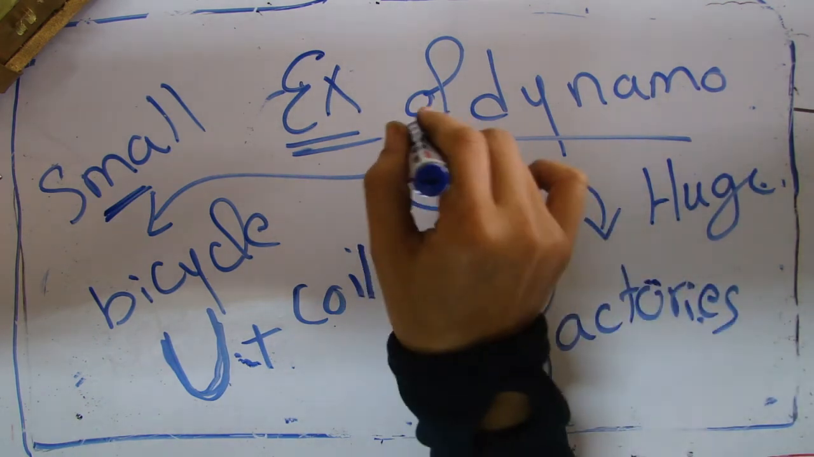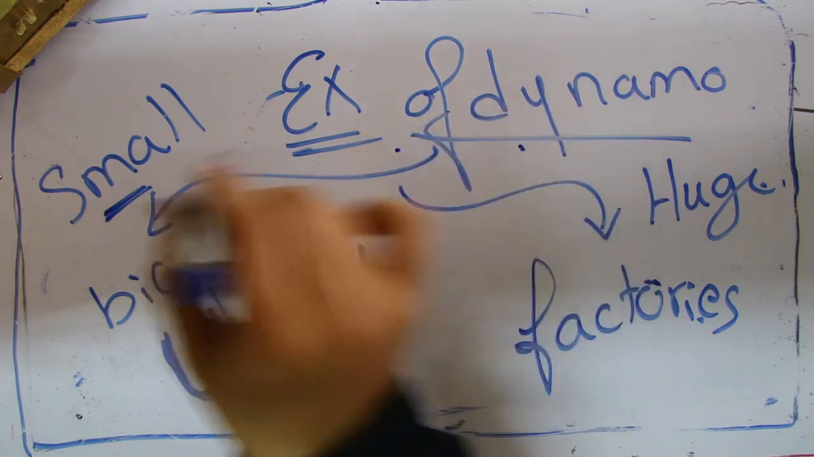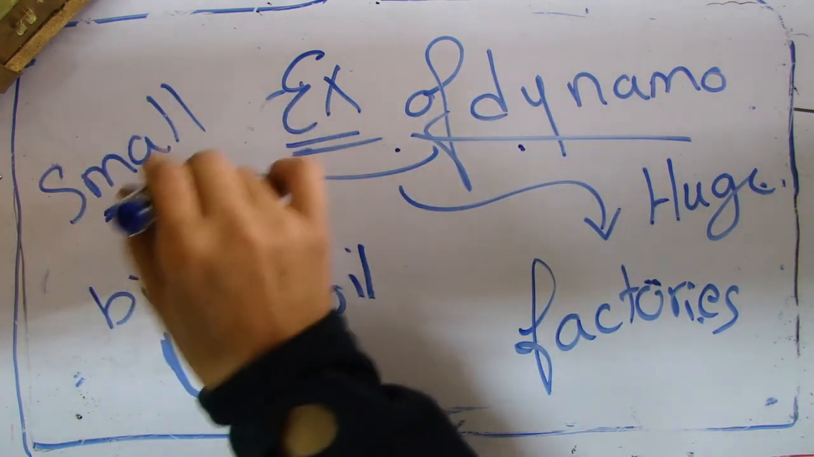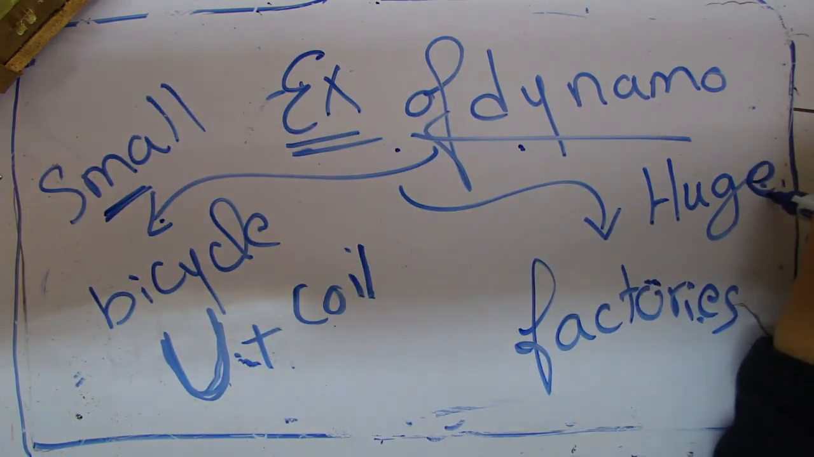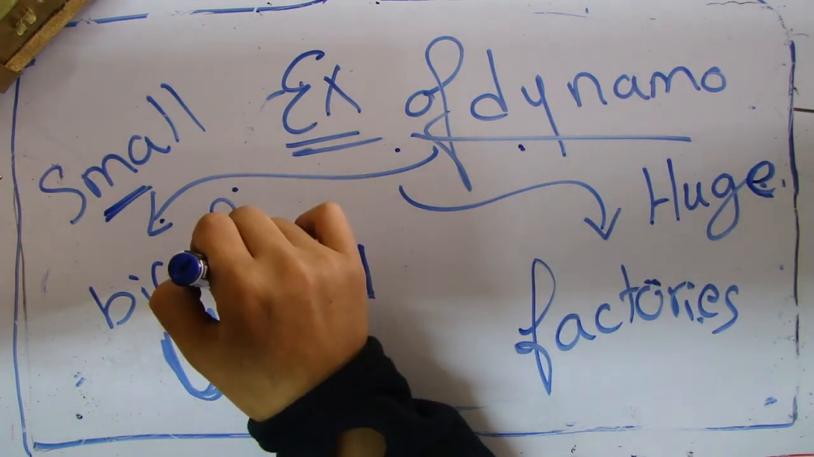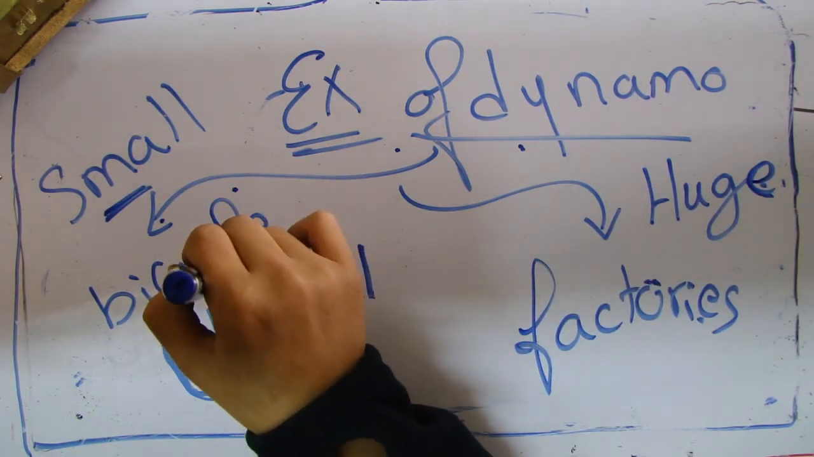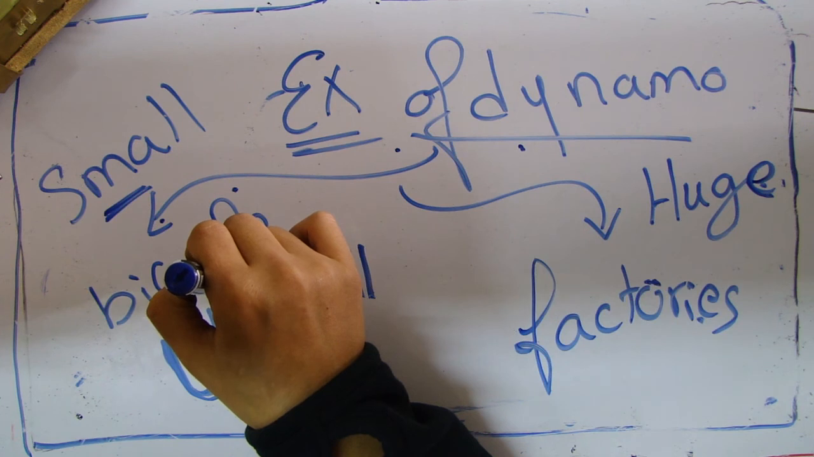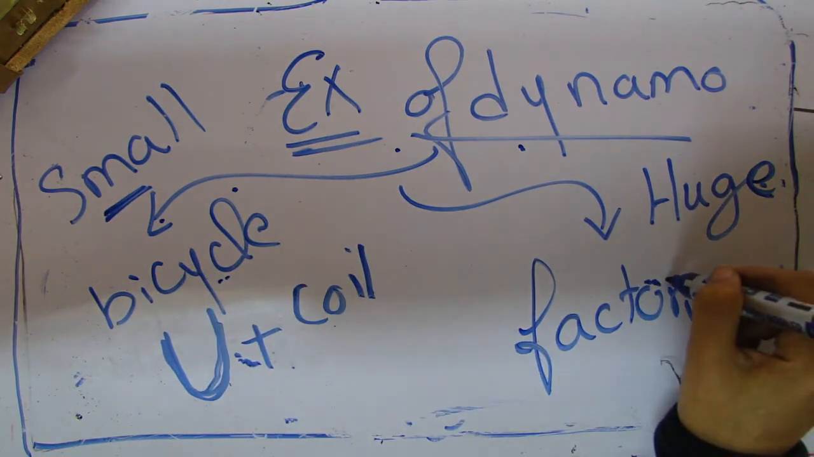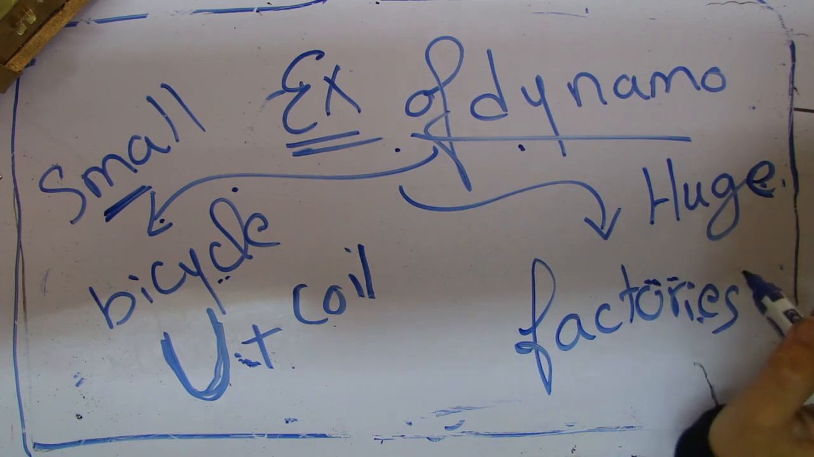So the examples of the dynamo, again: we have a small dynamo and a huge dynamo. The small dynamo is used in the bicycle. By moving the bicycle tires, the small cylinder turns and the magnet moves, so the electric current is produced in the coil. The huge dynamo is used to produce a large amount of electricity, like lighting cities and the factories.